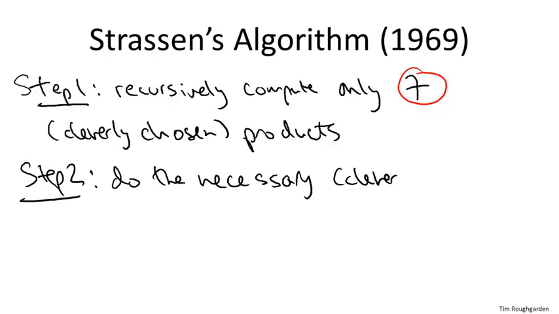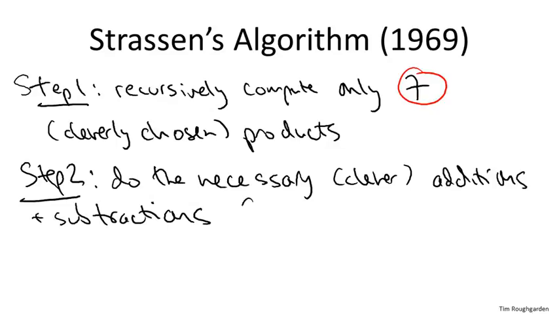And so while the additions and subtractions involved will be a little bit more numerous than they were in the naive recursive algorithm, it's only going to change the work in that part of the algorithm by a constant factor. So we'll still spend only theta of n squared work adding and subtracting things, and we get a huge win in decreasing the number of recursive calls from 8 to 7.